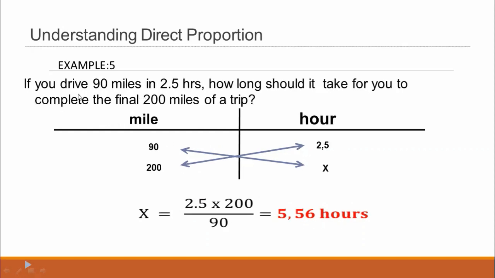Now another example. If you draw 90 meals in 2.5 hours, how long should it take for you to complete the final 200 meals of a trip? So in this example, 90 meals in the first sentence and 200 meals in the second sentence. First of all write the 90 and at the bottom write the 200.